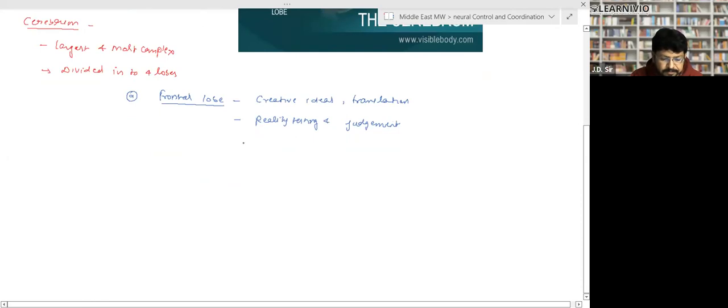Next point, intellectual ability. Our intellectual ability is due to our forebrain. The person who has a more developed frontal lobe will be more intelligent. The person who has a less developed frontal lobe will be less intelligent, right? Next, reasoning and decision making. Logical games, reasoning and decision making.